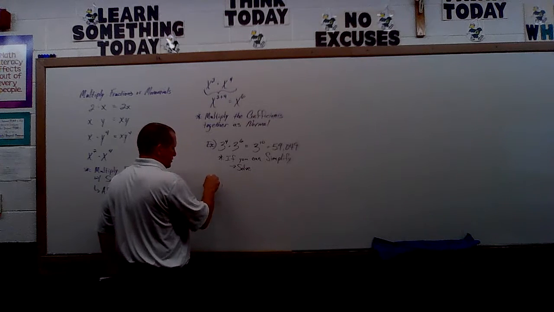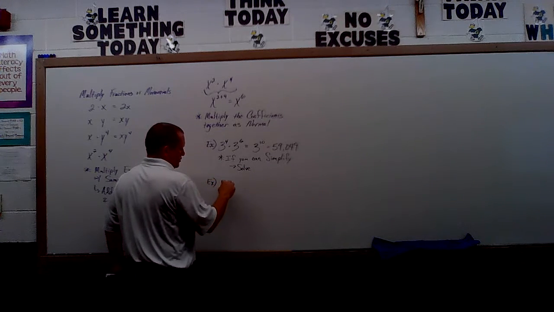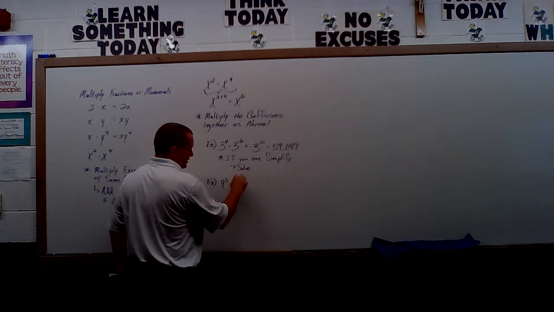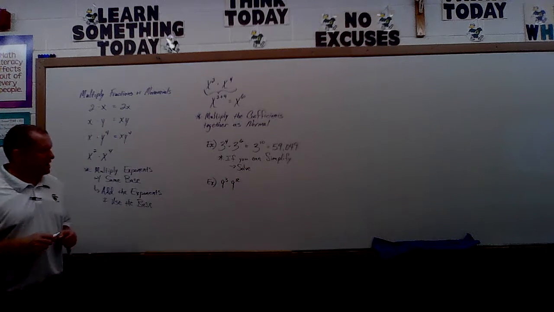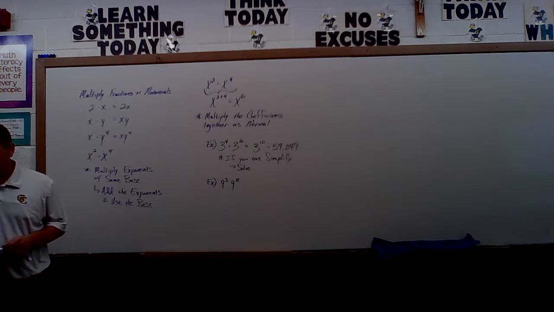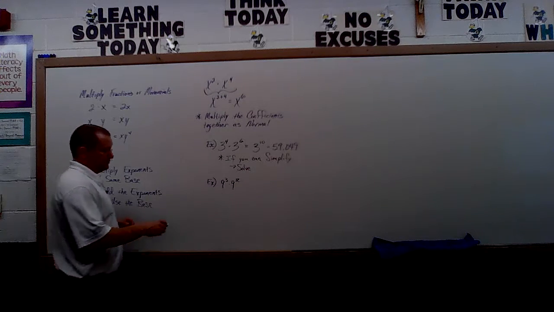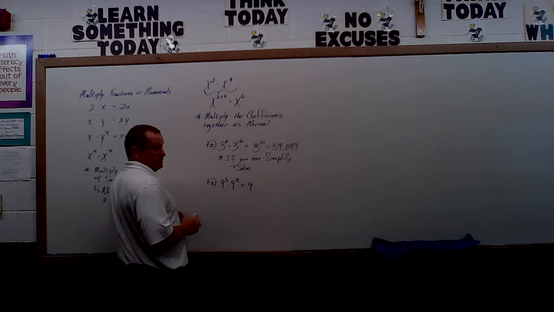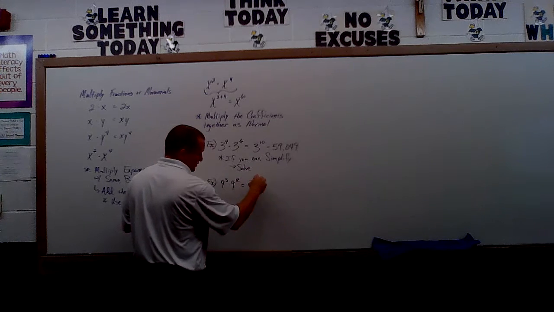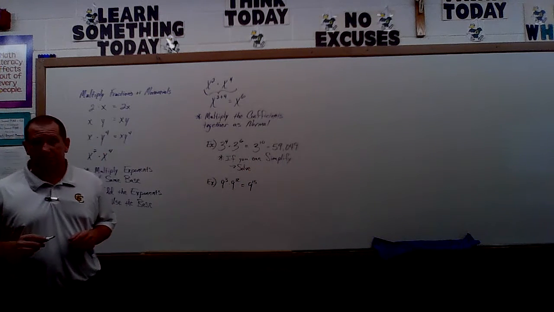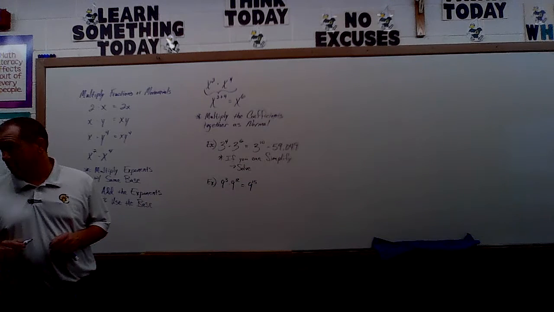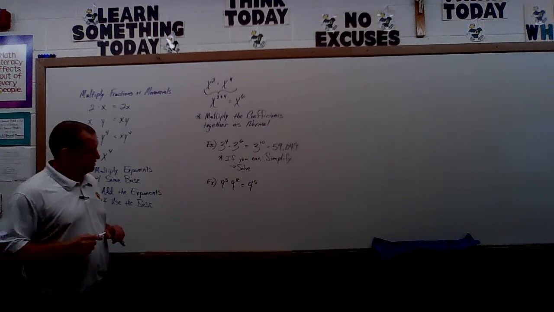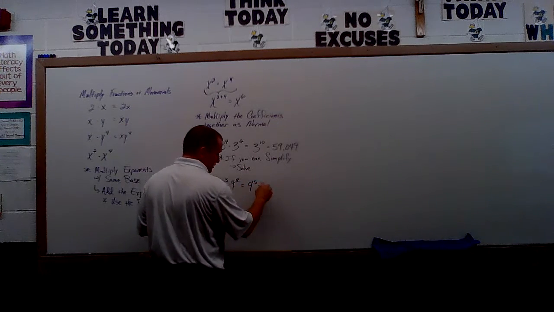So, solve and simplify. 9 cubed times 9 to the 12th. What do you get? 9 to the 15th. So if you don't have a calculator, I guess you're kind of up a creek. If you do have a calculator, what do we got?